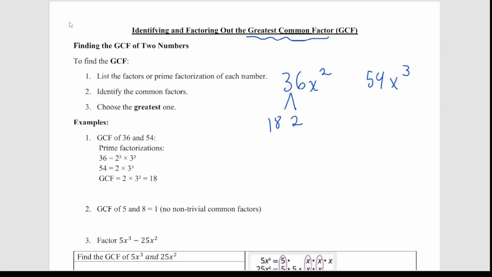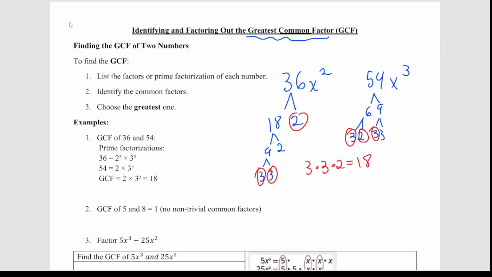Well, 36 breaks down into 18 times 2, 18 breaks down into 2 times 9, and 9 breaks down into 3 times 3. 54 breaks down into 9 times 6, 9 breaks down into 3 times 3, and 6 breaks down into 3 times 2. So in common, they've got themselves some 2's, some 3's, and another 3. So the greatest thing that goes into both would be 3 times 3 times 2, which would be 18.